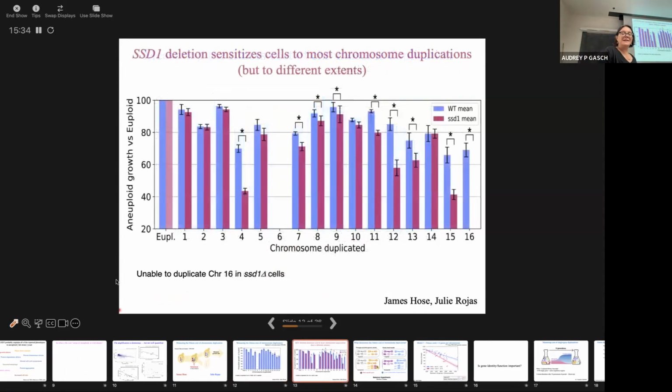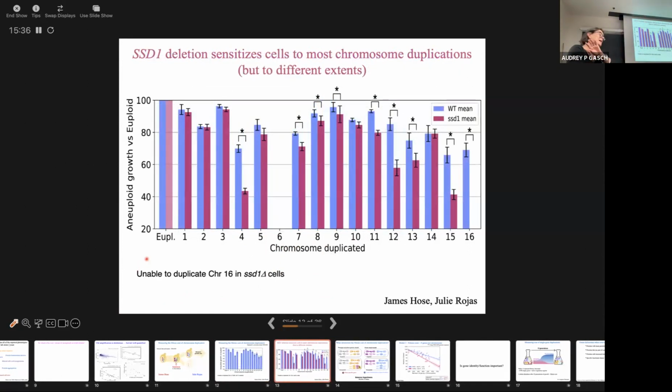These guys also very nicely did the same thing in the same genetic background, except that the pink bars represent the genetic background that's missing this RNA binding protein. Now you see that some of the chromosome duplications really need SSD1, like chromosome 4. If you don't have SSD1, the growth rate is way slower. And here we see that for chromosome 16, you can't even make that duplication in a strain that doesn't have this RNA binding protein.